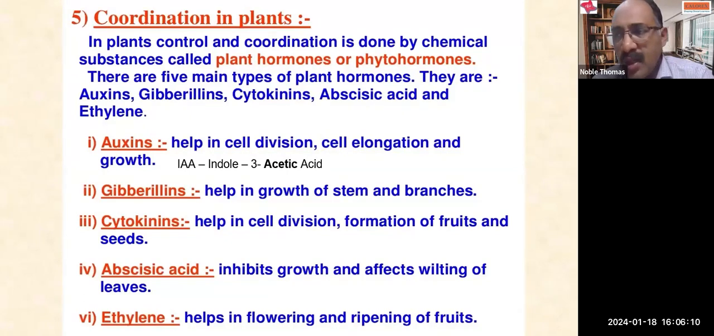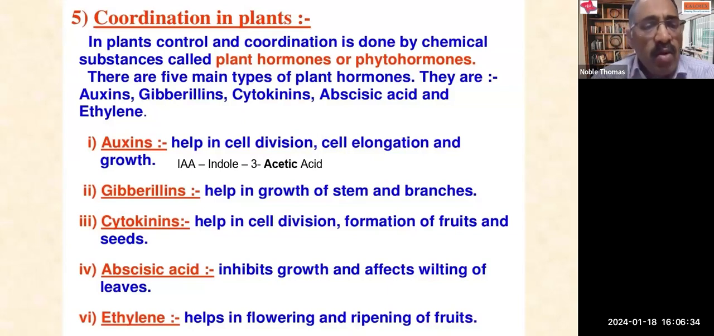They are produced in the later part of life, or what we call senescence. Senescence means the aging of the plant, which is also another part of the life of the plant itself. So during that part, the chemicals required are abscisic acid and ethylene. Auxins normally help the plant in cell division.